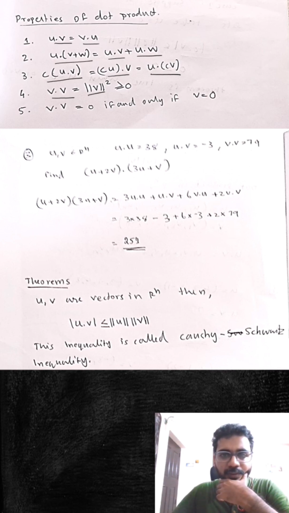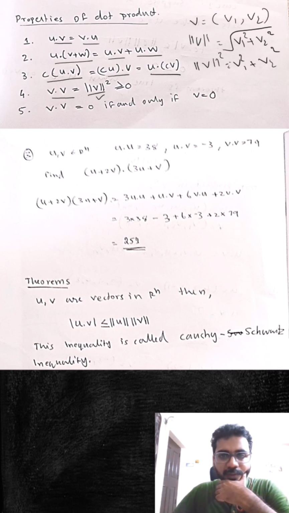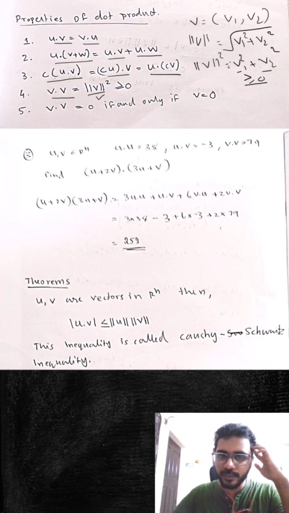Consider an example. Let's say v equals (v1, v2). Then the length of v is equal to the square root of v1 squared plus v2 squared. So length v squared will be equal to v1 squared plus v2 squared. This will always be greater than or equal to 0, because v1 squared is always positive or 0, and v2 squared is always positive or 0. So this is an important property: v dot v, the same vector dot product, will be equal to the length of v squared, which is always greater than or equal to 0.